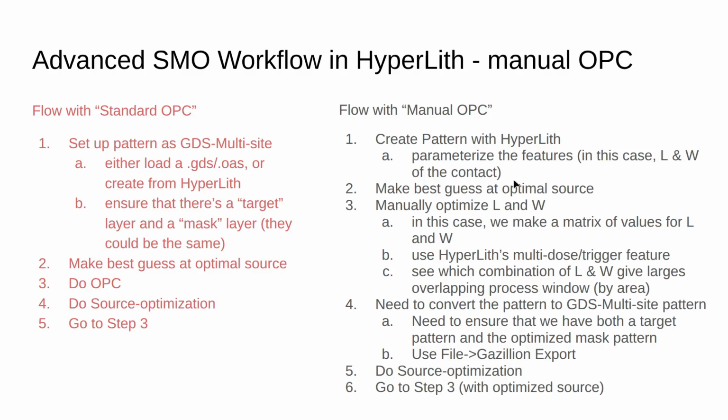Okay, so we've guessed our source as annular. We've done a manual optimization, not very manual, it was using all the power of HyperLith, to compute the optimum length and width, in our case the bias, x bias and y bias for the contact. Now the next part is we need to convert this to a GDS multi-site pattern, because the source optimization requires a target layer and a mask layer, and it requires us to have a GDS multi-site mask pattern. So this is a little bit tricky here.